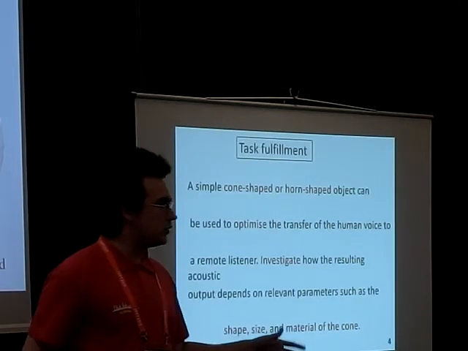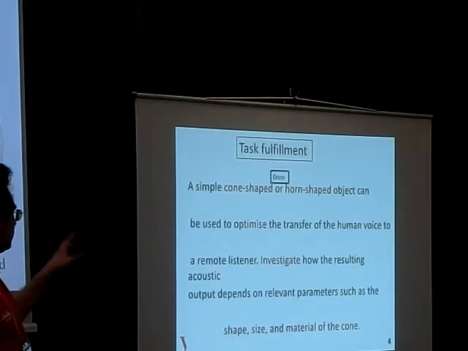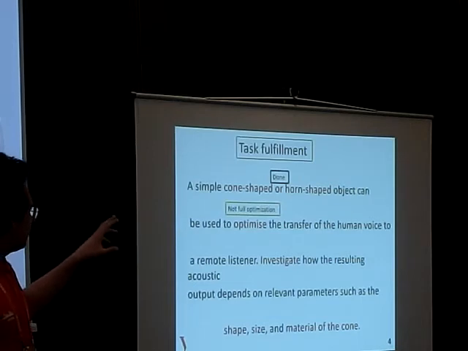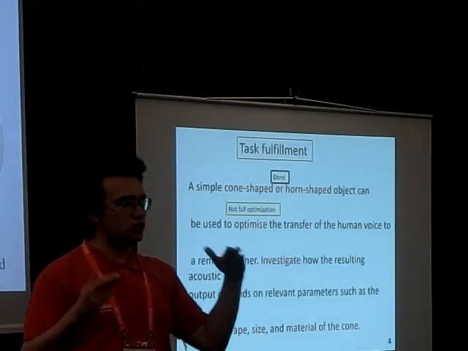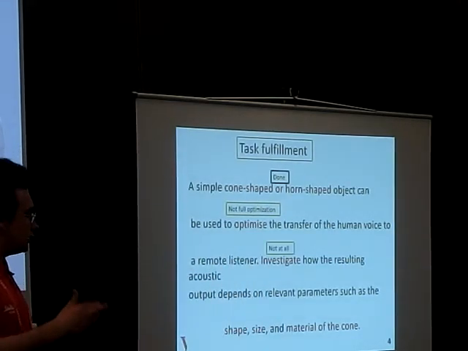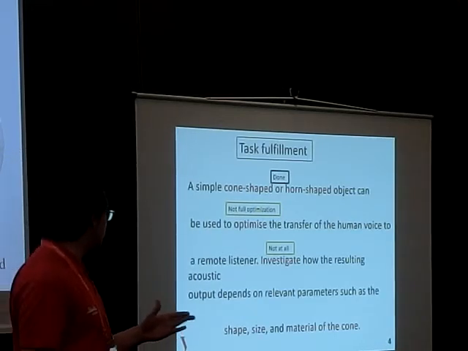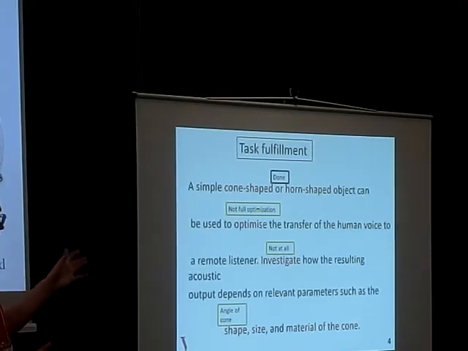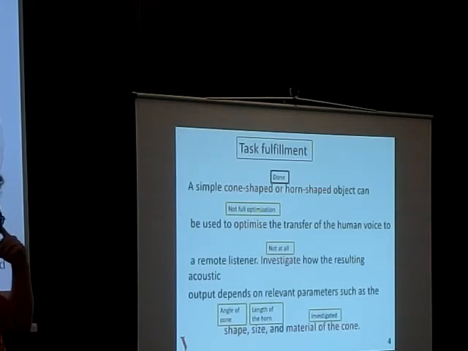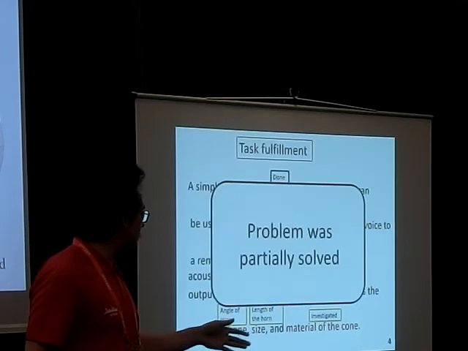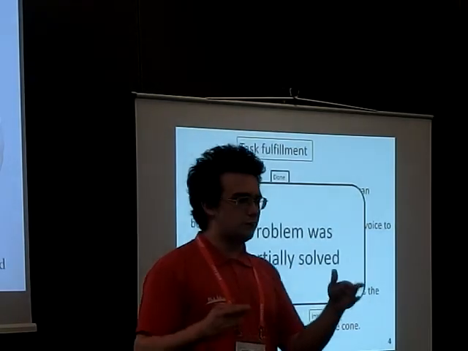If we talk about the task fulfillment, we can say that he built a simple cone, but as for optimization, there were some attempts, but it wasn't full because there were no theoretical predictions for that. Then he investigated what changed, and some parameters you can see also. So the problem was solved, but just partially.